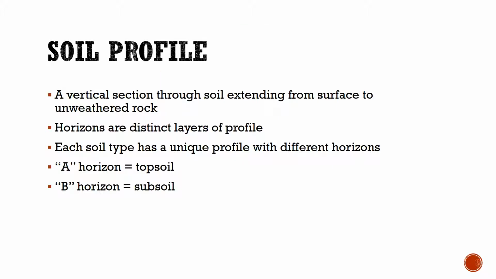So soil profile, I'm going to show you a picture in just a second of what that looks like, but this is just that vertical section that we see extending through the surface to an unweathered rock. So if you've ever judged soil, you've seen a soil profile. You've seen different layers, different colors within that soil profile, and we'll talk a lot more about that this week in class. And this is really important too, because this is where we can tell where the topsoil starts and where the subsoil begins, which is really important in crop production and ranching.